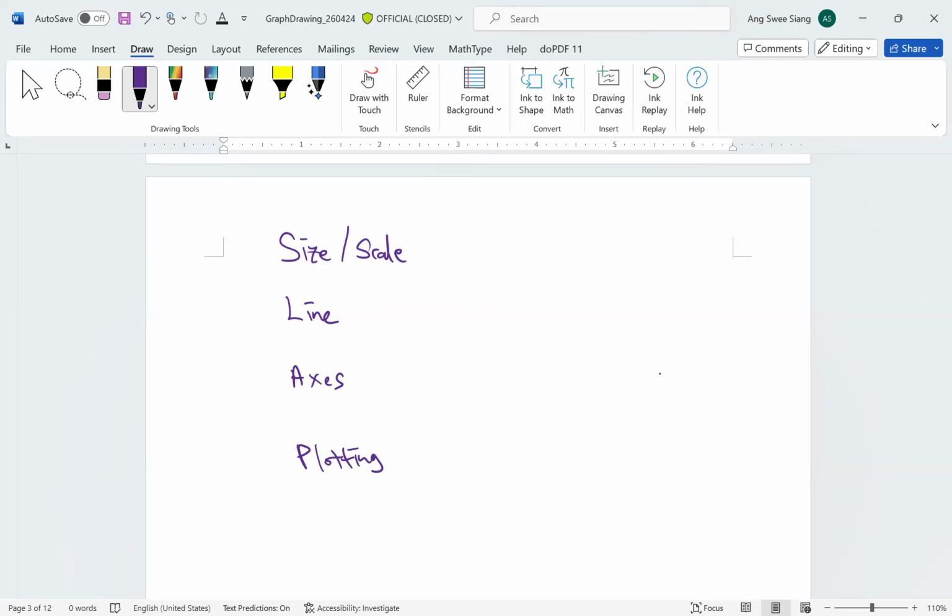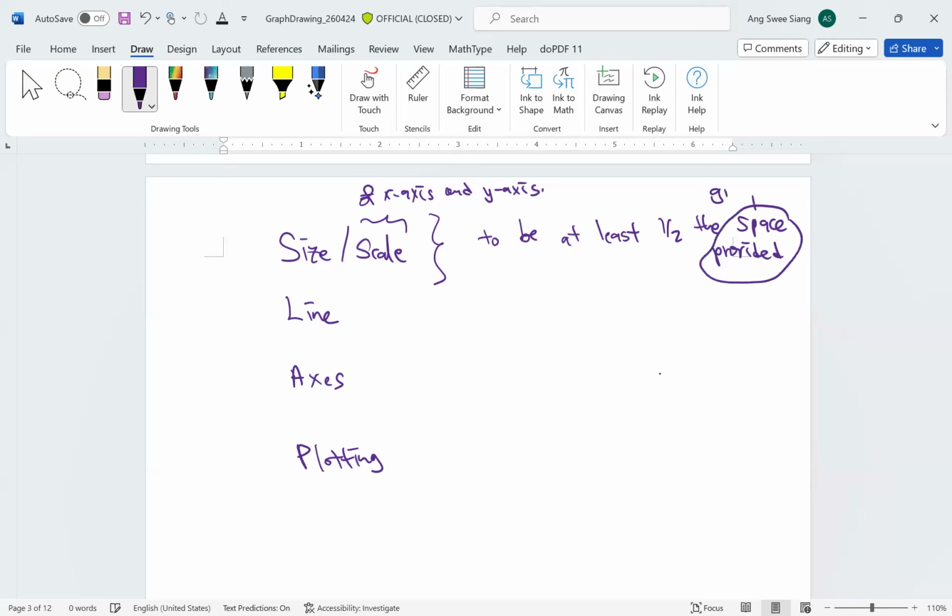So for size and scale, you must choose the scale of the x-axis and the y-axis. The scale that you choose for the x-axis and y-axis must allow your graph to be at least half the space provided, that means the grid area. The line must be a smooth best fit line.